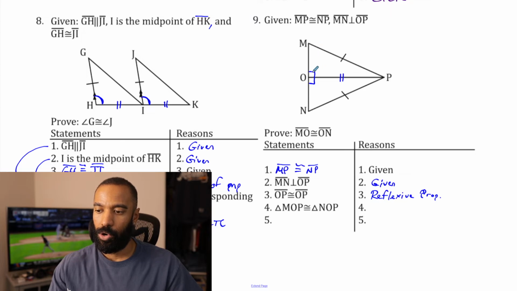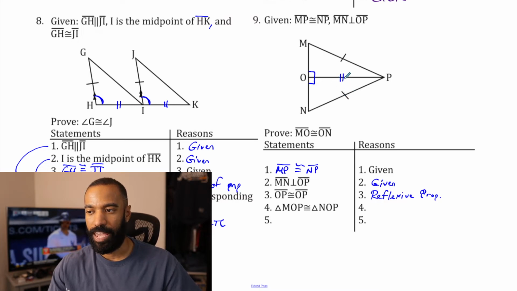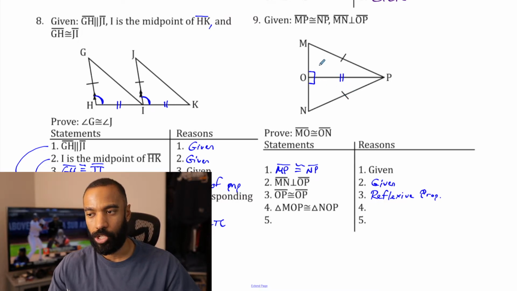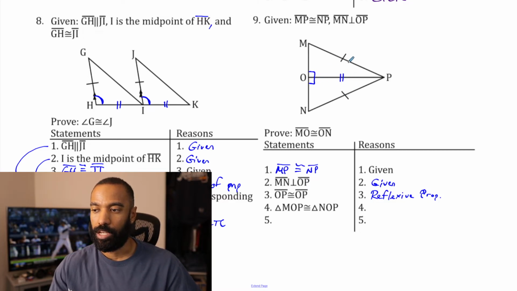Triangle MOP is congruent to triangle NOP. Indeed, we have not angle side side, but we have HL. We have two different right triangles, which again, we didn't document, but we have two different right triangles here with congruent hypotenuses and a congruent set of legs. That is the HL congruence theorem.